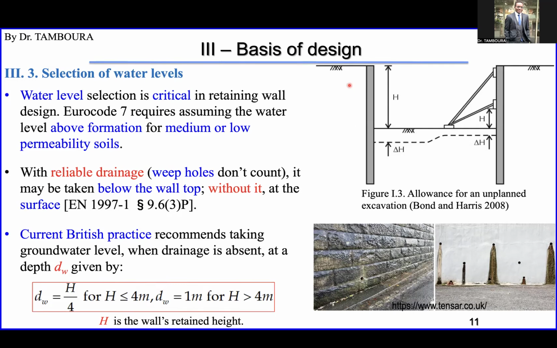That if H is like 4, then the depth is like 1, and for H larger than 4, the depth is maximum 1. So now dw is the depth from the surface to the water level.